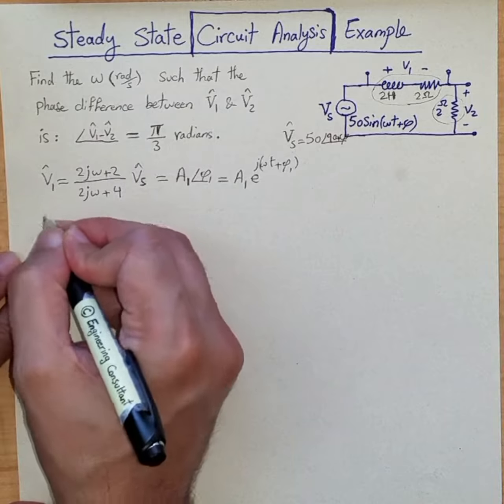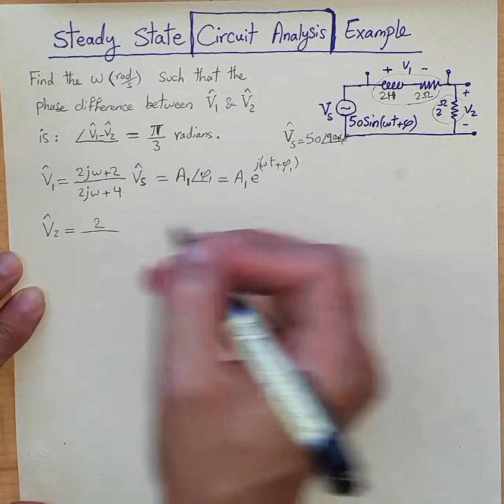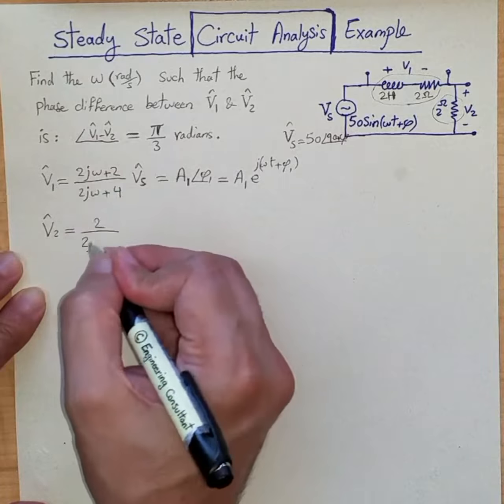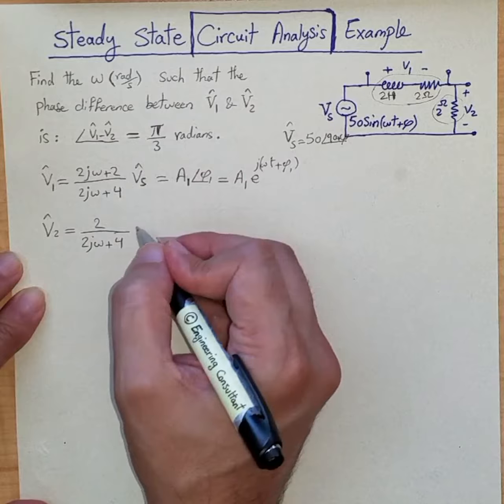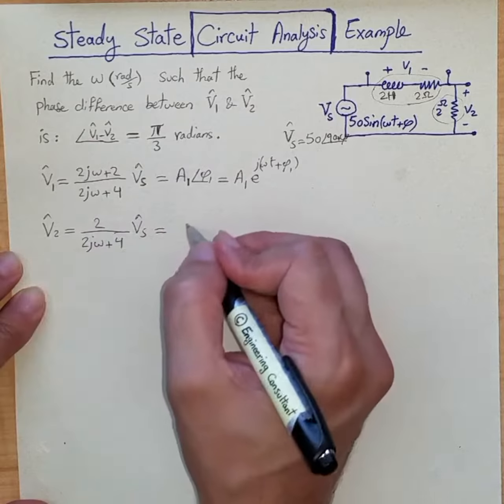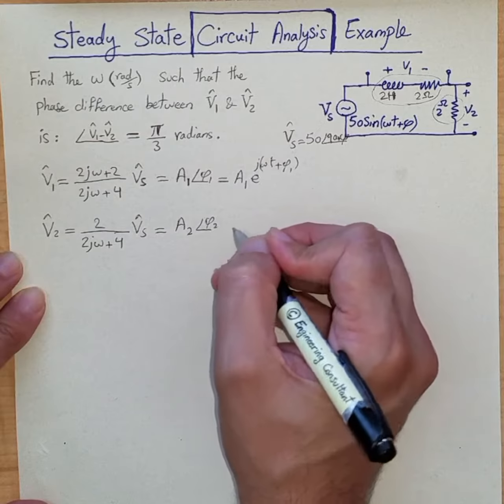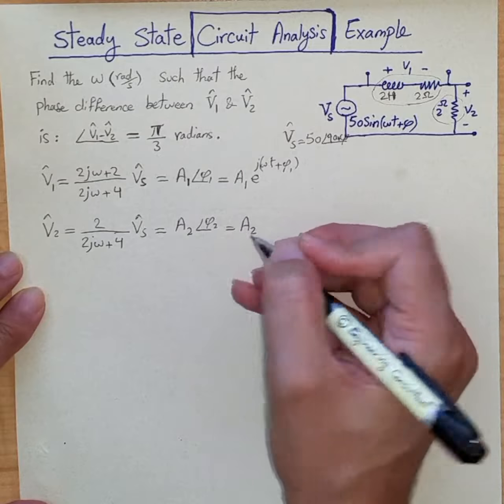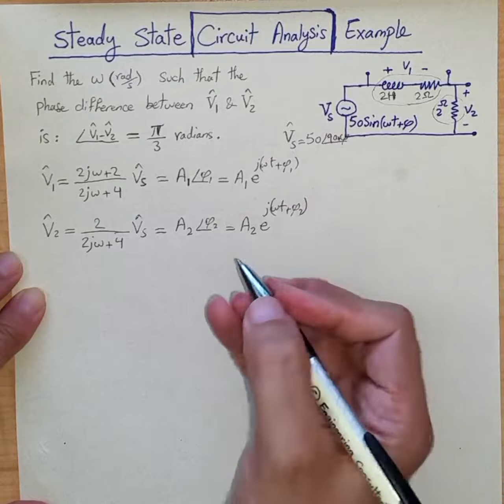Now for V2, we also have the same idea. So we continue with the voltage divider. This time the numerator is just 2, because V2 is just across the 2 ohm resistor, divided by the same denominator here, which is the total series resistance or impedance. And same idea. Effectively, phasor V2 is representing an amplitude A2 and a phase phi2, and it's a representation of a complex format signal in the form of A2 e to the j omega t plus phi2. That's the meaning of this.